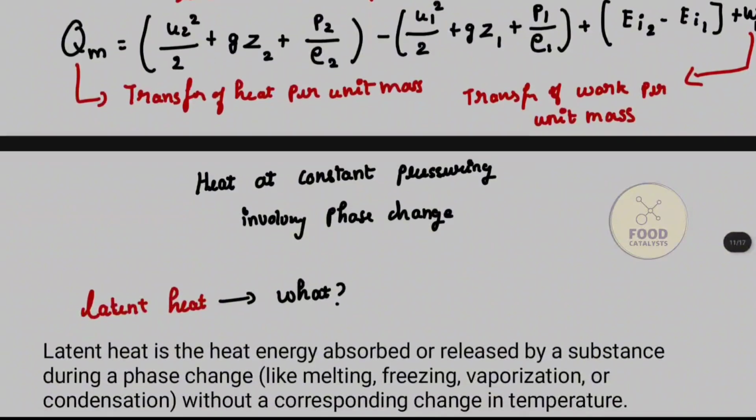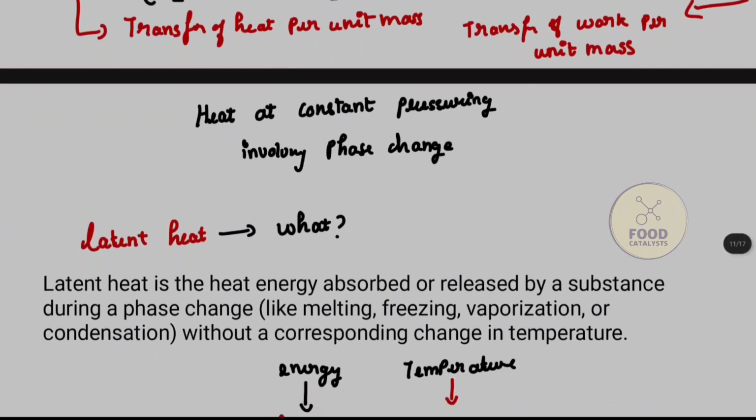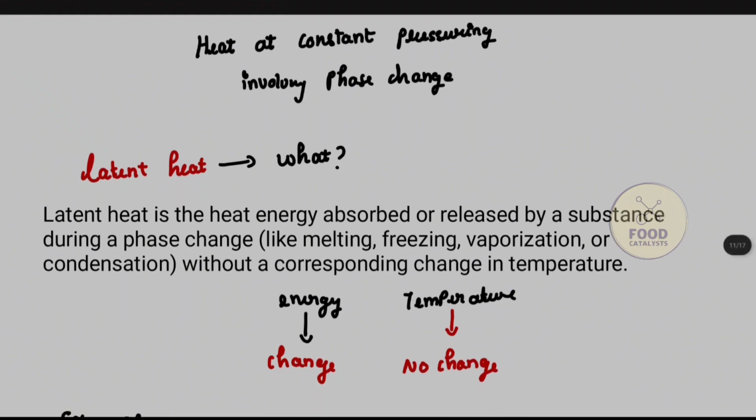Now let me tell you one more important point which is not mentioned in the above equations. We are considering that this heat is not involved with the pressure, so I am taking a constant pressure. This constant pressure will affect the phase change. Before you understand the phase change, let's talk about what latent heat is. Latent heat is the heat energy that is absorbed or released. So I have a heat energy.